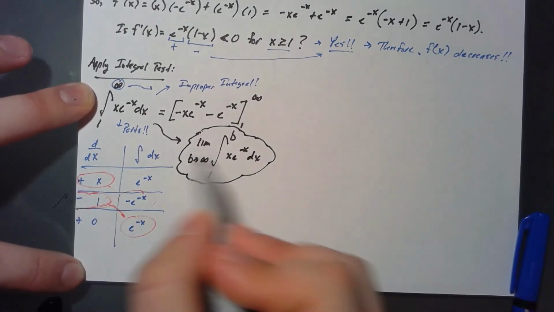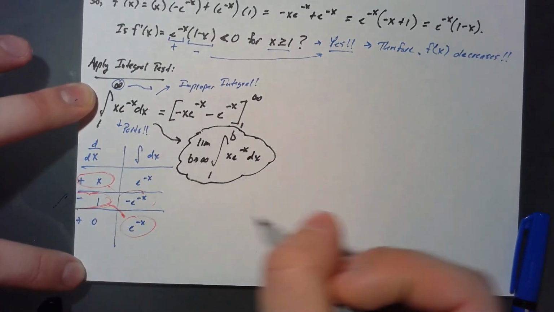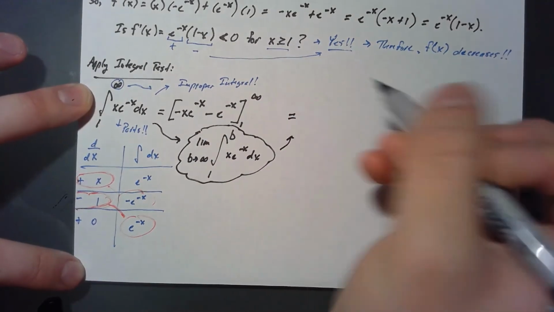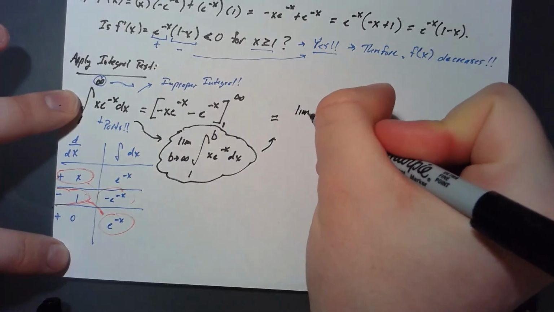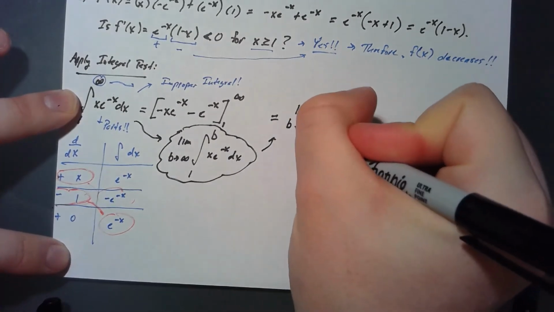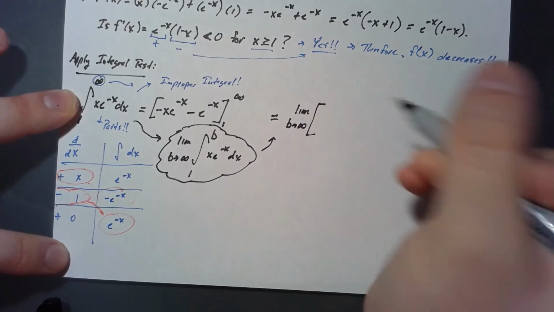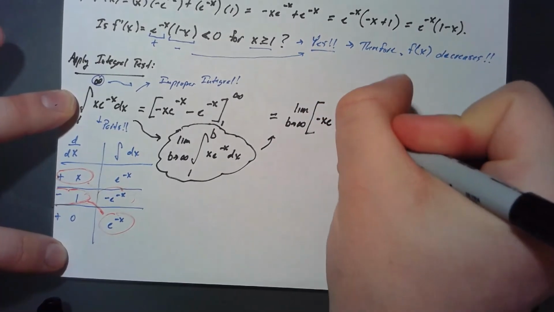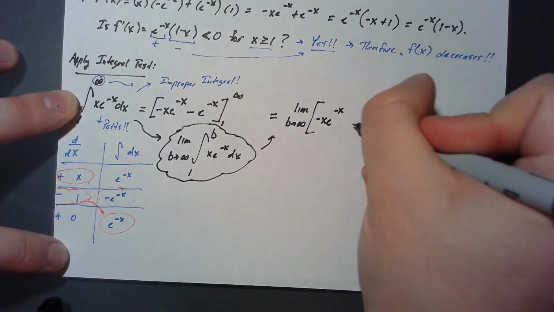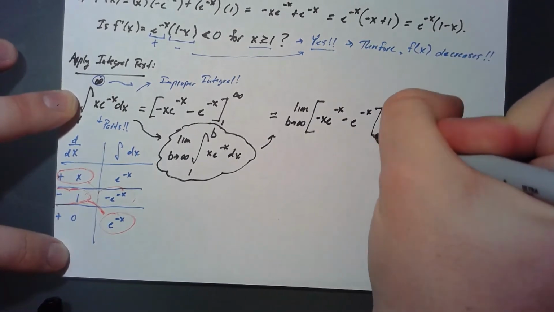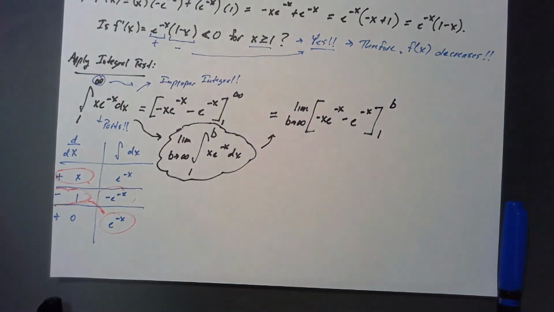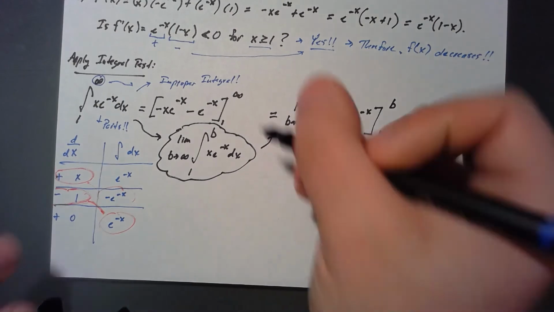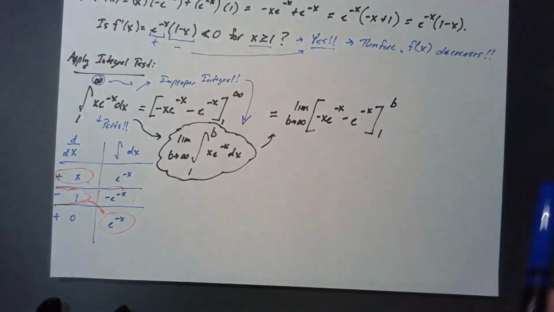And then from here you can actually integrate. So now that I have that, let's come up here and replace this with this notation. So I'm going to have the limit as b approaches infinity of negative x e to the negative x minus e to the negative x from 1 to b. So yeah, I'll just make a reference to that.